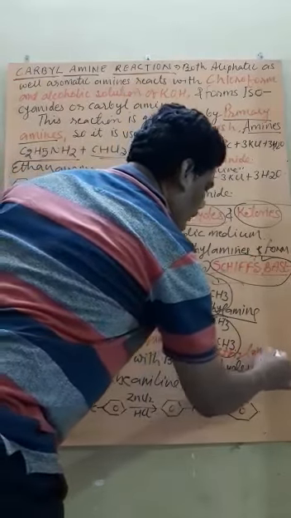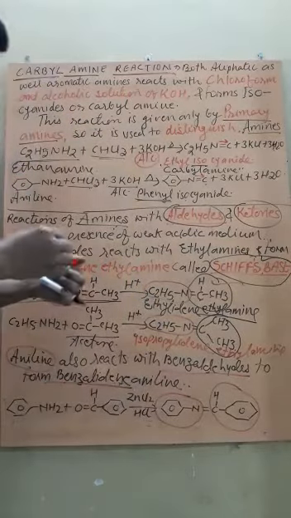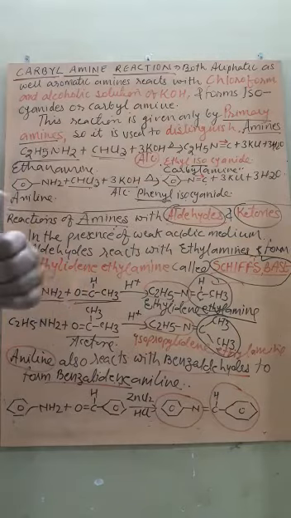Similarly, aniline, that is aromatic amine, also reacts with benzaldehyde. Now we are taking an aromatic aldehyde, benzaldehyde, to form benzylidene, like ethylidene and isopropylidene. Here that becomes benzylidene and that becomes aniline. So the compound becomes benzylidene aniline. With this, today's topic is completed.